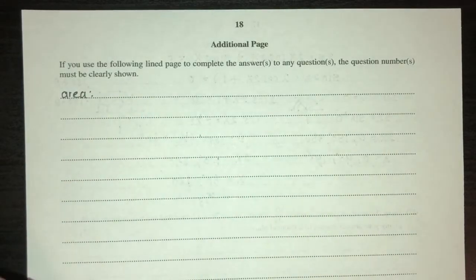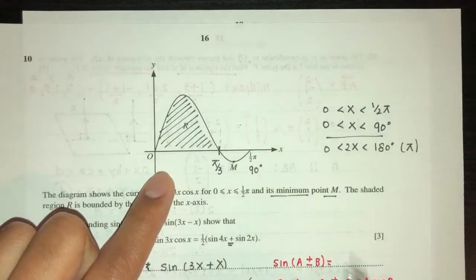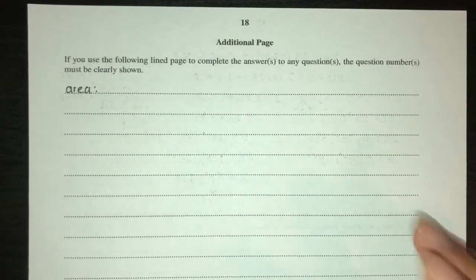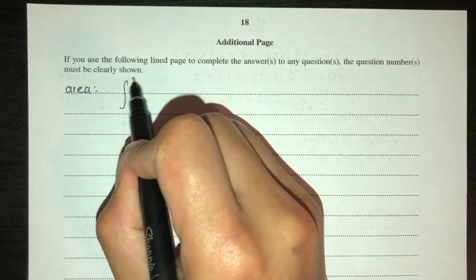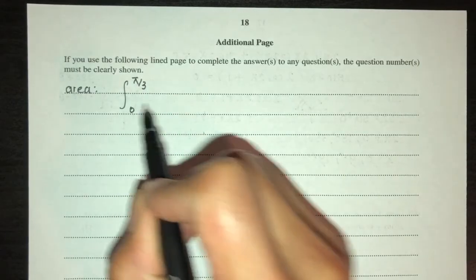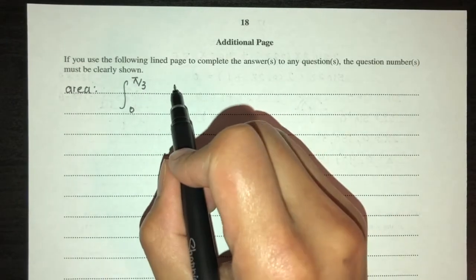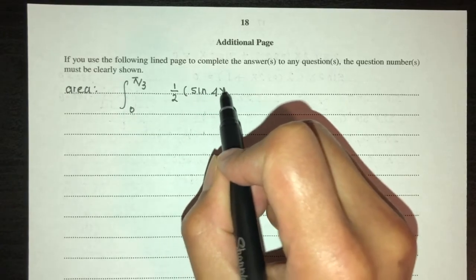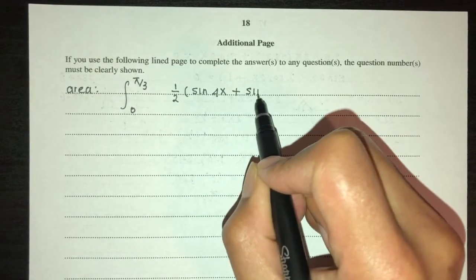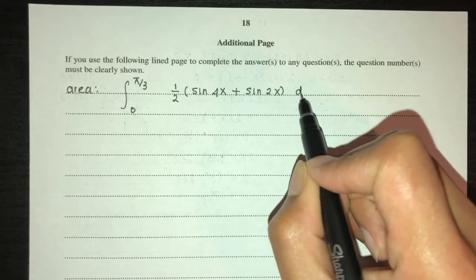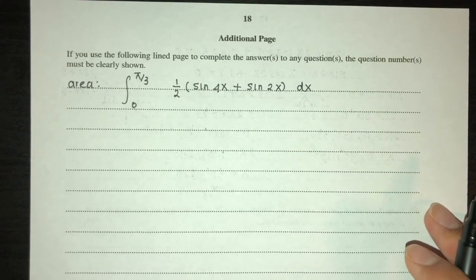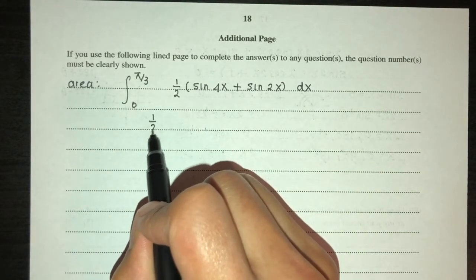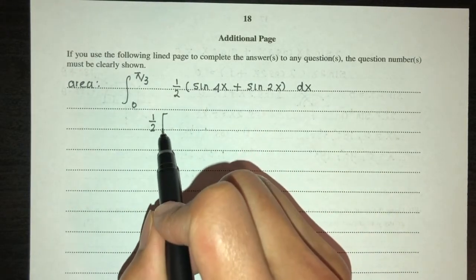As you can see, it is simply the integration between the limits of 0 and pi by 3 of your equation. So integration between pi by 3 and 0 of y, which is now given by half of sine 4x plus sine 2x, with respect to dx. Now we have to solve this. So we can just take out half. It is only a multiple. We don't care about that.